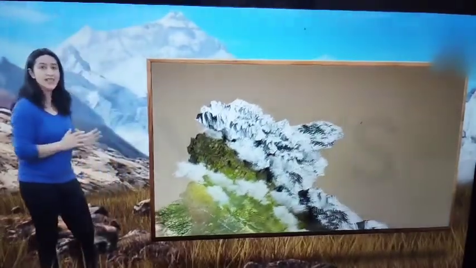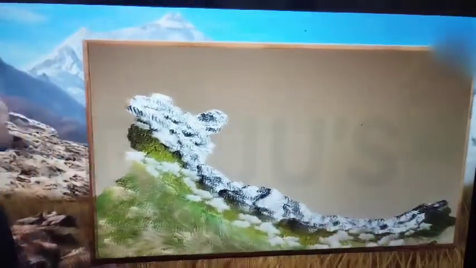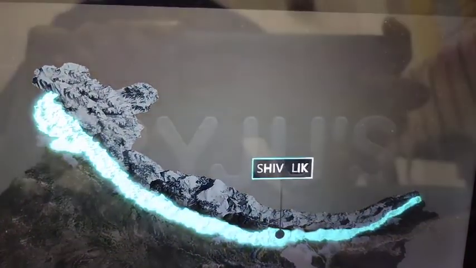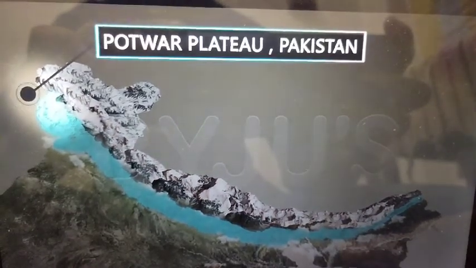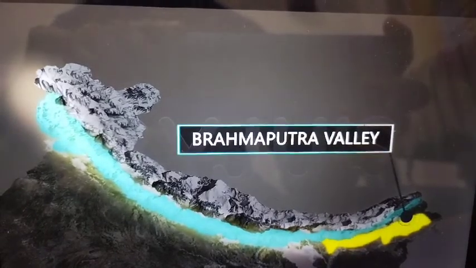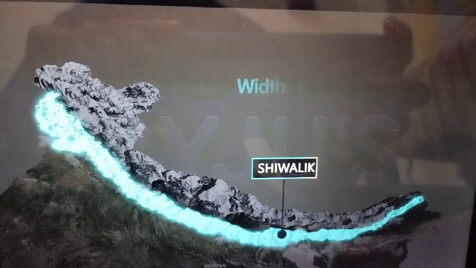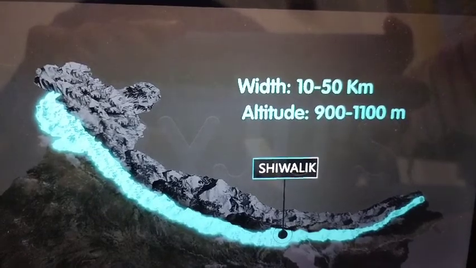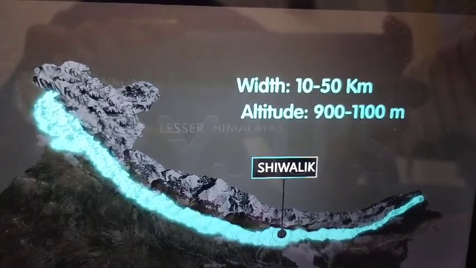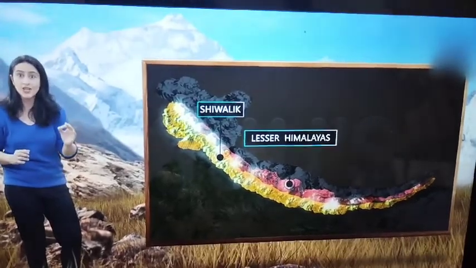Now, let's go further south and learn about the outermost range of the Himalayas, the Shivalik range. The Shivaliks run parallel to the Greater Himalayas. This range starts from the Potwar Plateau, which lies in Pakistan, and continues till the Brahmaputra Valley in northeastern India. Shivaliks have a width of about 10 to 50 kilometers, and their altitude can vary between 900 to 1,100 meters.